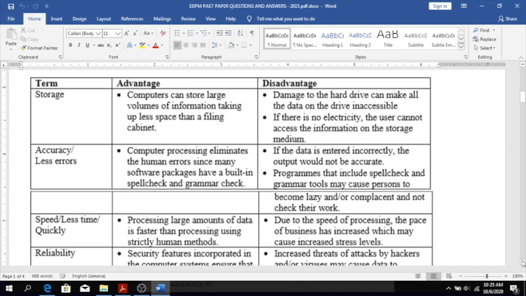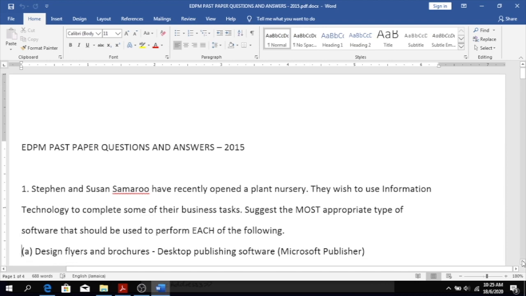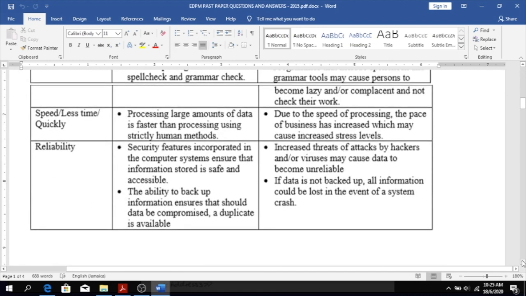Disadvantage: due to the speed of processing, the pace of business has increased, which may cause increased stress levels. Because there is more productivity because of the system, you have more things to do, which is stress. All right? Good. The next term we're going to be looking at is reliability.